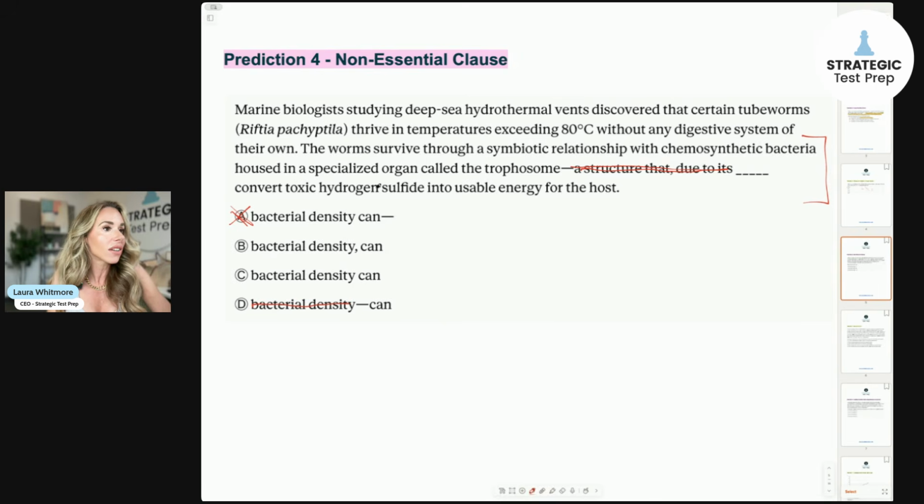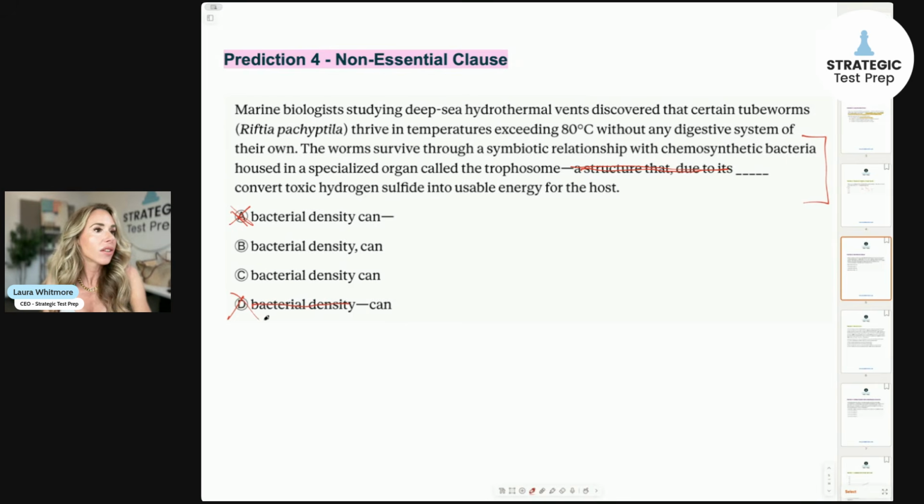can convert toxic energy sulfide. Okay, that sounds weird too. That's not really a complete sentence. What can convert toxic hydrogen sulfide? So we have to get rid of D. All right, now it's coming down to, do we need a comma or not?